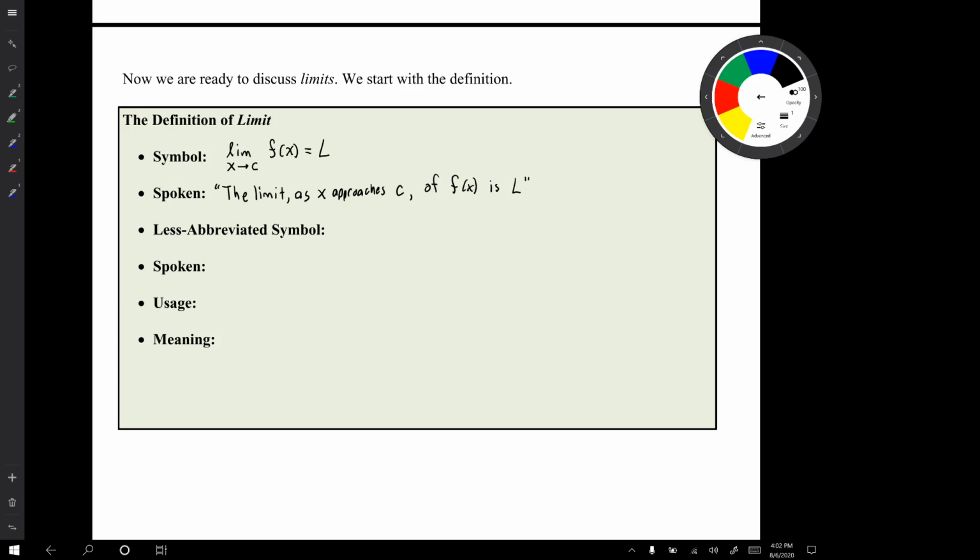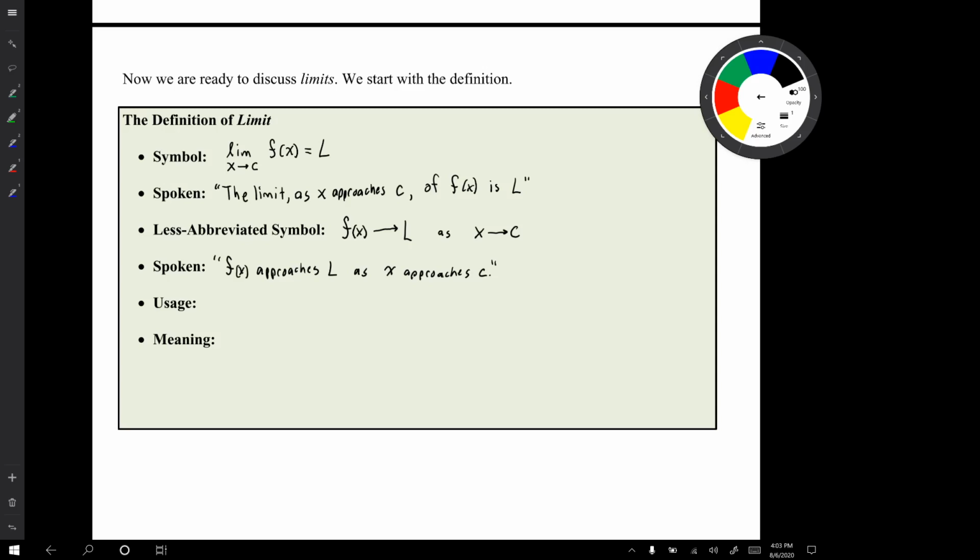There is a less abbreviated symbol. It looks like this. So you write f of x arrow L as x arrow c. Now, how is that spoken? It's spoken f of x approaches L as x approaches c.